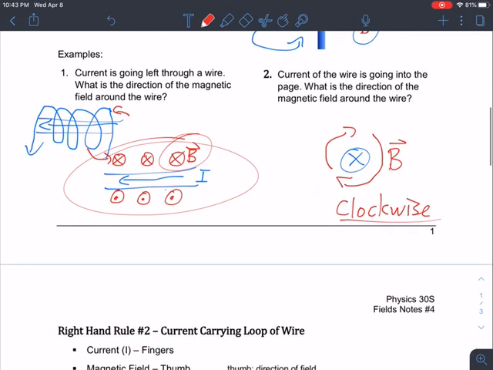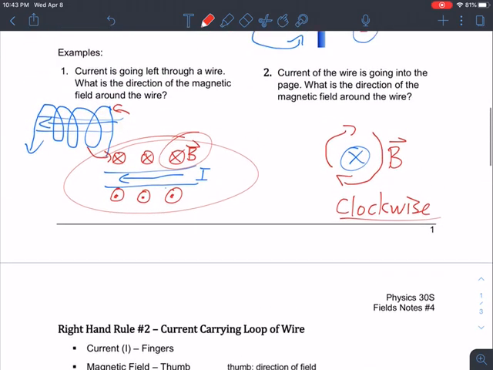You can't just look back at the clock in the classroom. You might not even have a clock like this in your house, but maybe, hopefully you do. Go watch it for an hour today. There's some homework. And figure out what clockwise is. Okay, that was rule number 1.